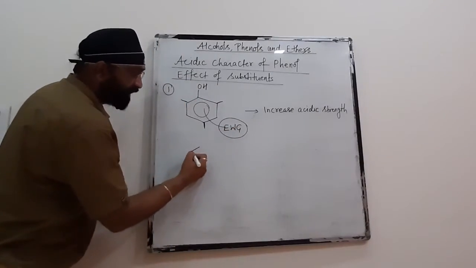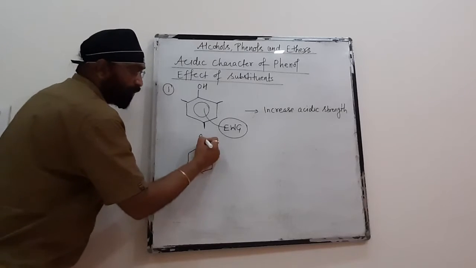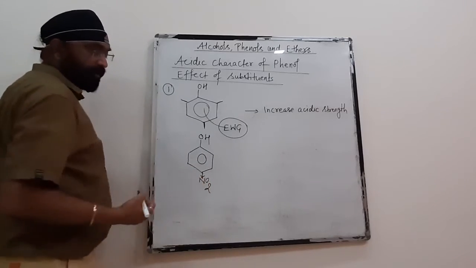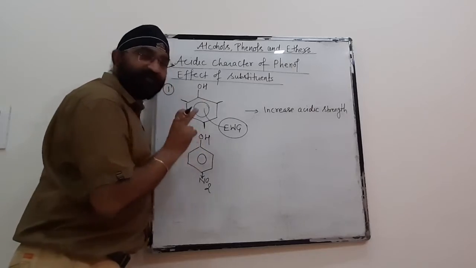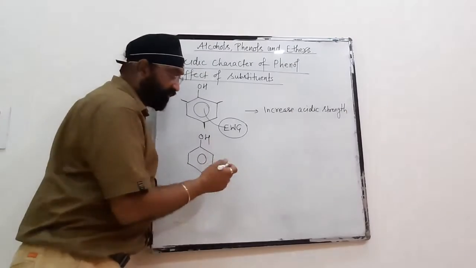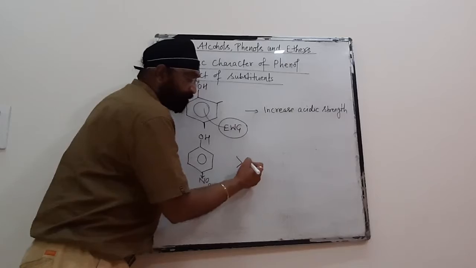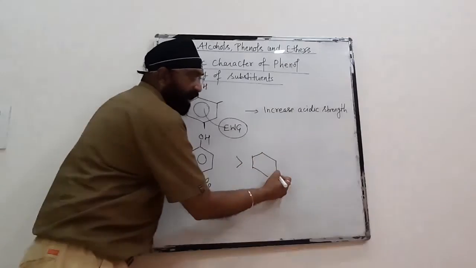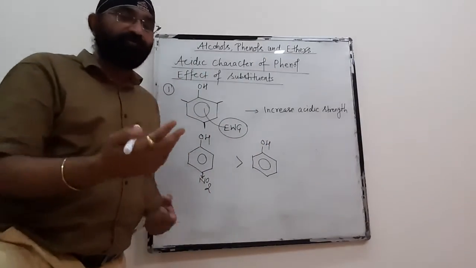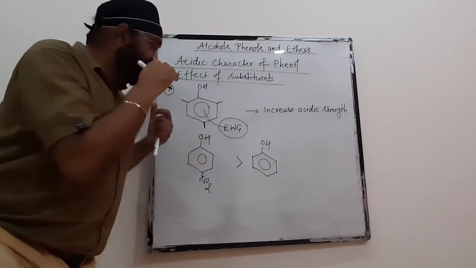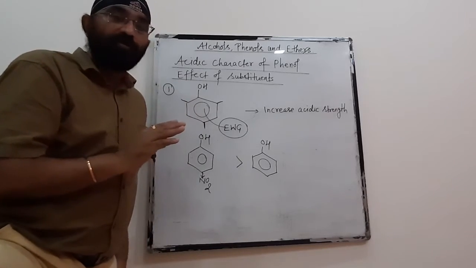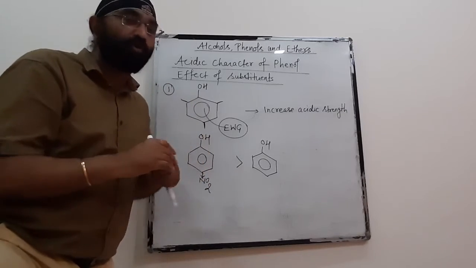For example, we can say that if we have phenol and it has one NO2 group on the para position, a nitro group, this NO2 group stabilizes the phenoxide ion more due to its minus I effect, or electron withdrawing nature. So that's why this para-nitrophenol is more acidic than phenol. So remember this point. Only this is important for examination purposes, that an electron withdrawing group increases the acidic strength of phenol, and the reverse is true for the electron donating group.